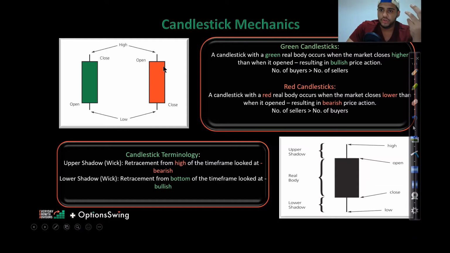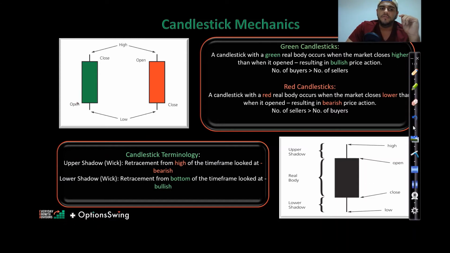Green is bullish, and red is bearish. If you're wondering what bullish and bearish are, those are animal spirits that exist in our market. Bulls tend to push the price up, and bears tend to push the price down. That's just the basics of it. And this is where candlestick analysis comes in.